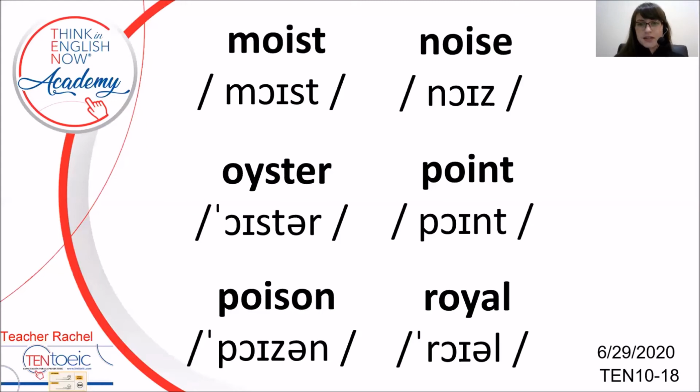Royal. This describes like a kingdom, like a king, a queen, a prince, a princess. Those are all royal. It seems something that's very high and elaborate.